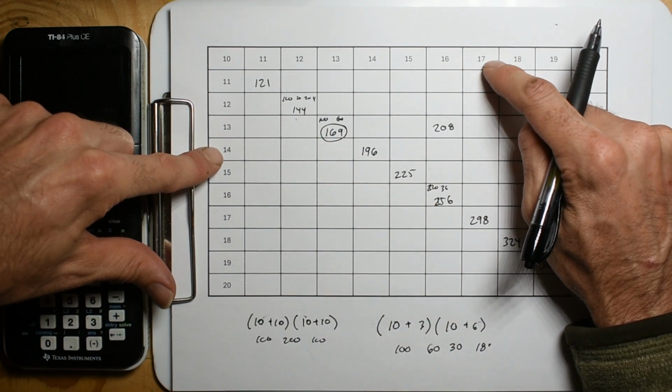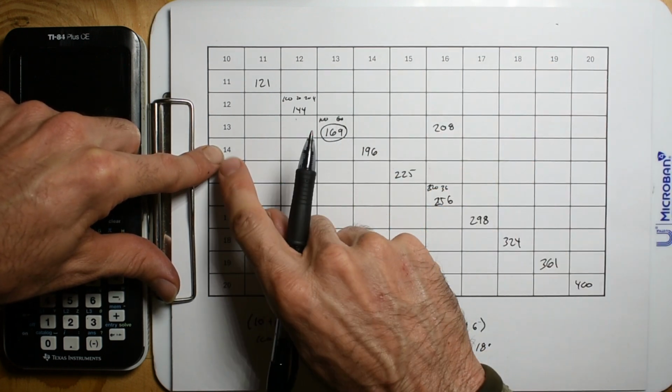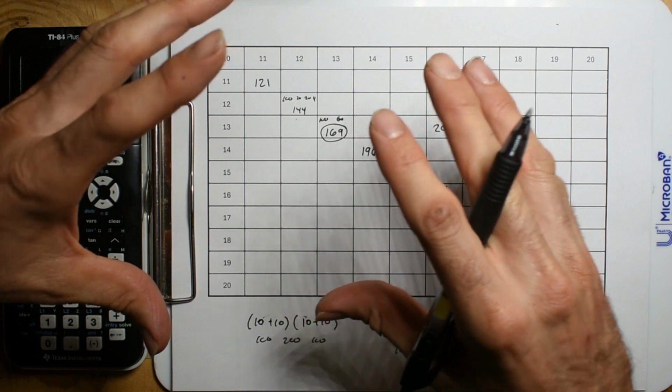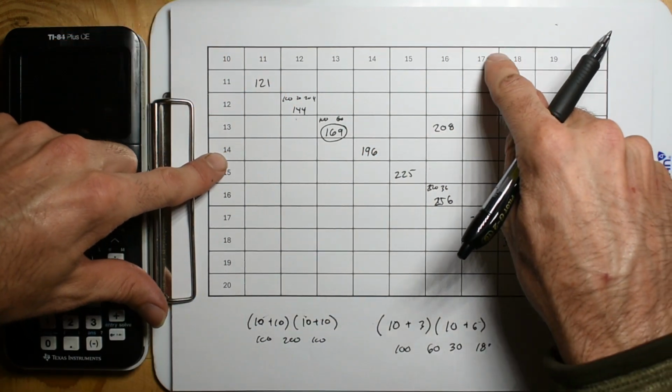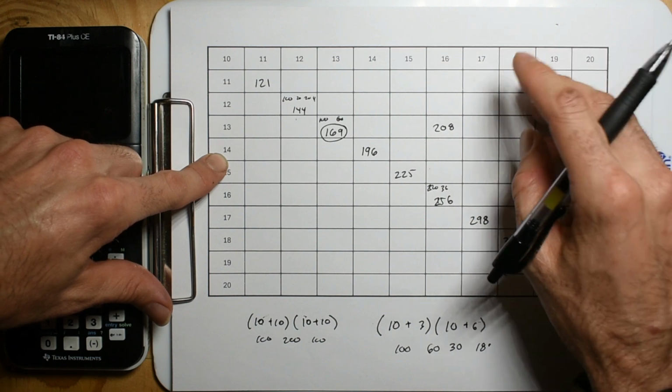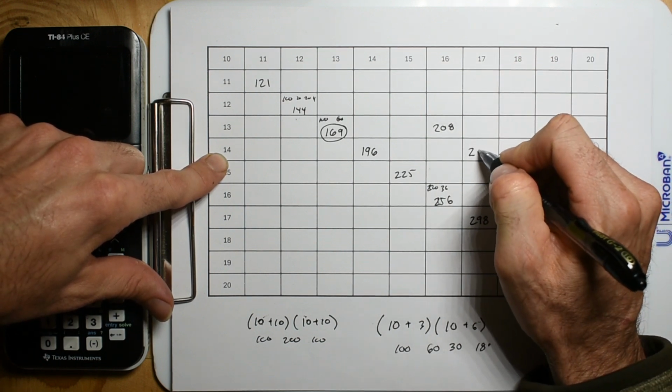14 times 17. 10 times 10 is 100. 10 times 7 is 70. 10 times 4 is 40. So we have 70 plus 40. That's 110. So now we have 210 plus 7 times 4 is 28. So we have 210 plus 28. That sounds like it's going to be 238.